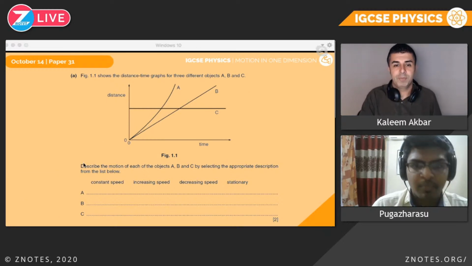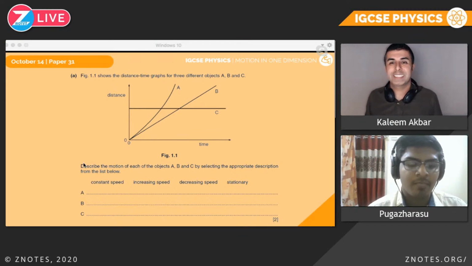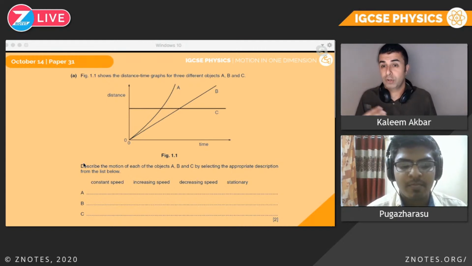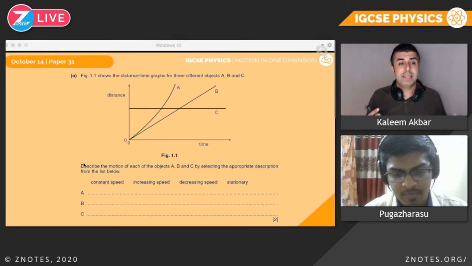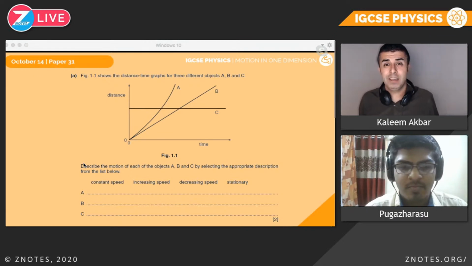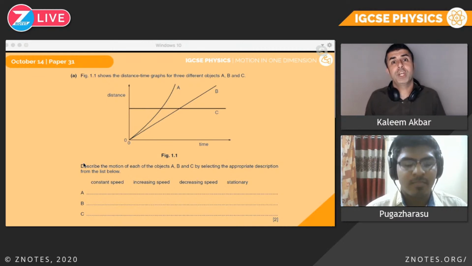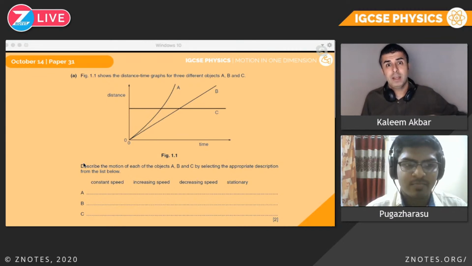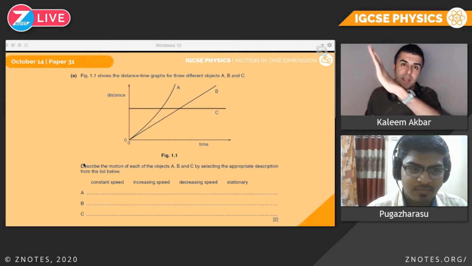Right, there we go. So, guys, figure 1.1 shows the distance time graph for 3 different objects, A, B, and C. In geek speak, what you're really seeing is 3 different gradients. I hope you can all see, if we're talking about it simply, object A, the gradient is increasing. What do I mean? The slope is increasing.